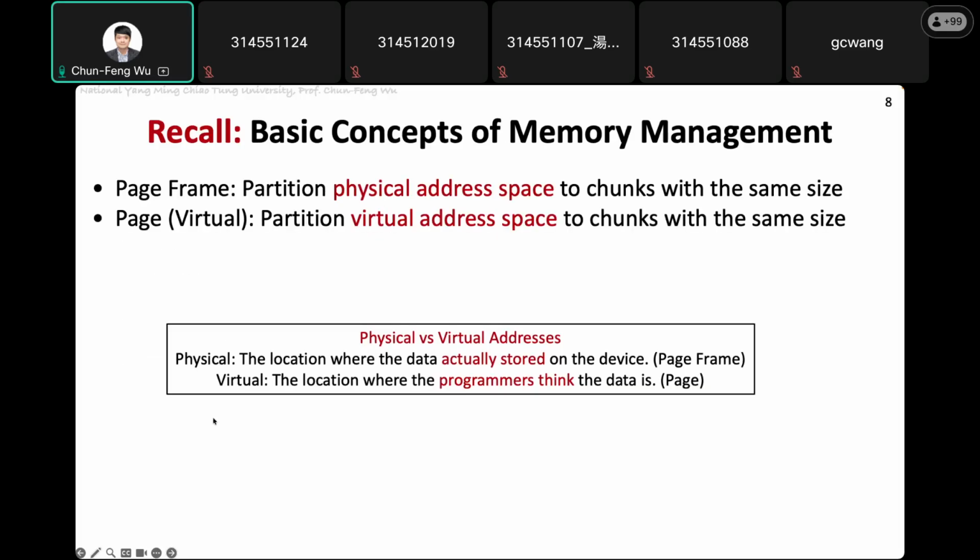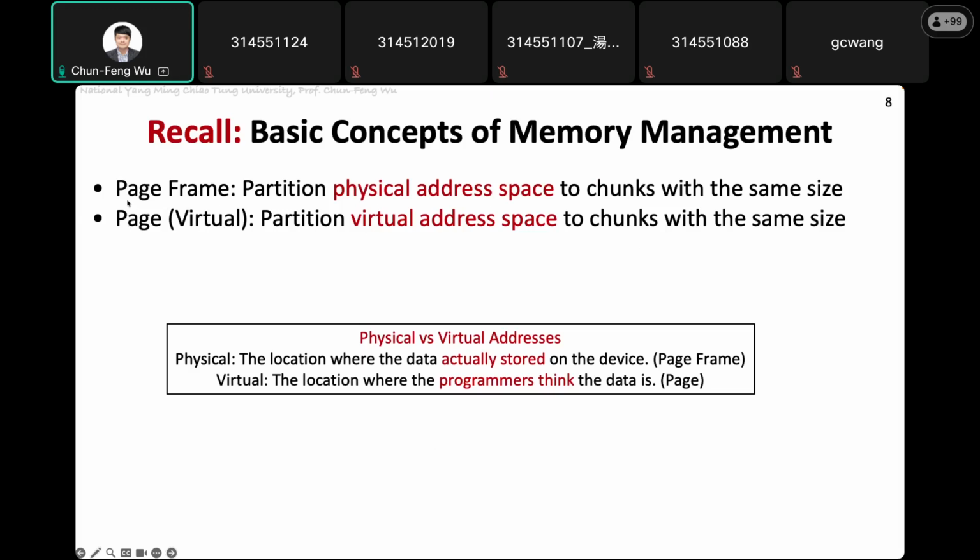Okay. So first of all, I think we already talked about this in lecture 0, but it is very important, so I put it here again. Page frame and page. A page frame partitions the physical address space into chunks of the same size, and a page is the virtual address partition. They are both aligned to a 4 kilobyte size. So a page frame is 4 kilobytes and a page is also 4 kilobytes.